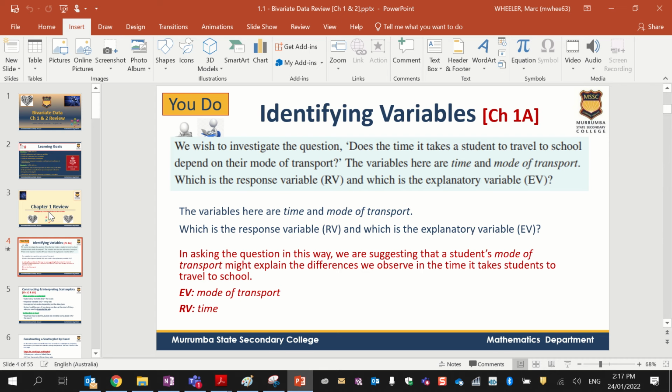Okay, so we wish to investigate the question, does the time it takes a student to travel to school depend on their mode of transport? The variables here are time and mode of transport. Which one is which? Well, which one explains the other? Does someone's time taken to arrive at school explain the mode of transport, or does the transport explain the time? Hopefully you're thinking that it's the transport that explains the time. So the transport is the explanatory variable and time is the response variable. That's just a quick review of that.